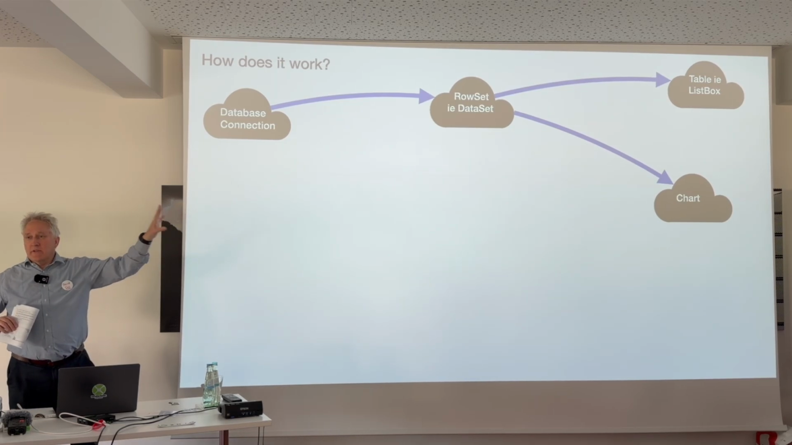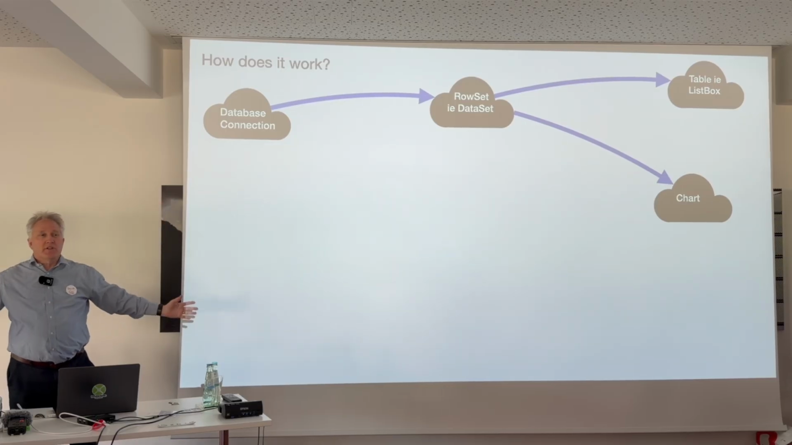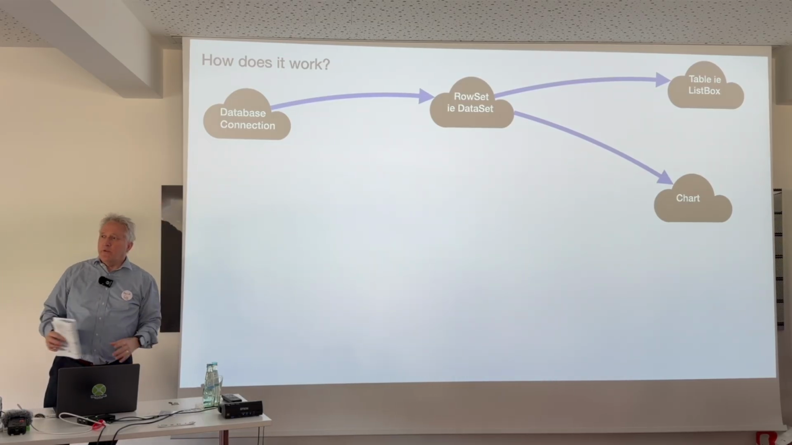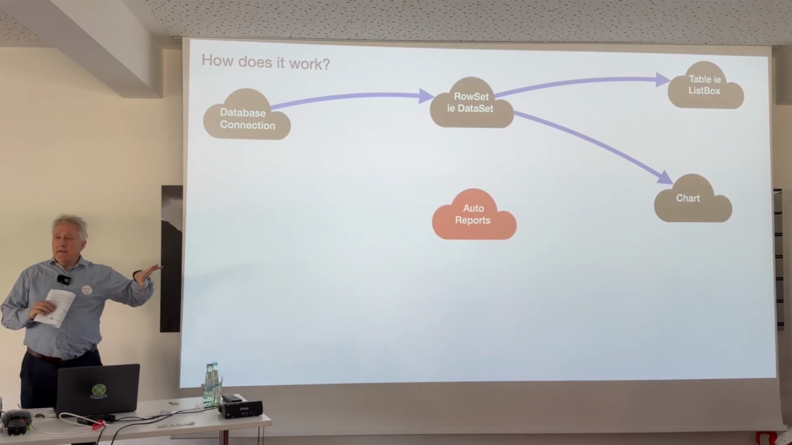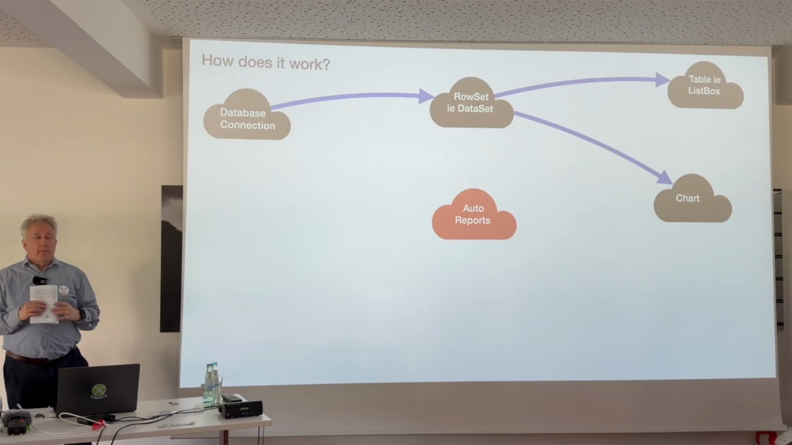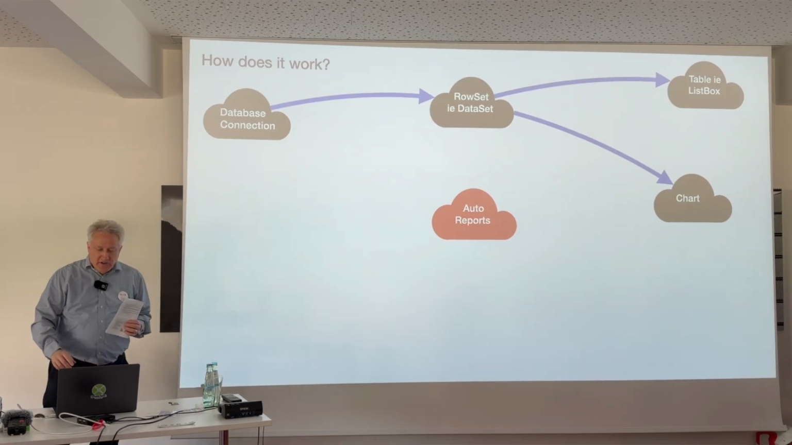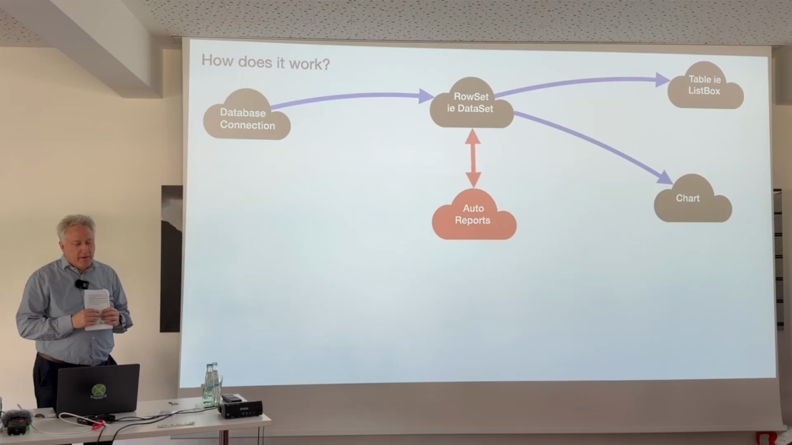So that is fairly normal. That's what we do now. The question is, where on earth does an auto report fit into this? It fits in underneath, and it runs continuously checking for a trigger.